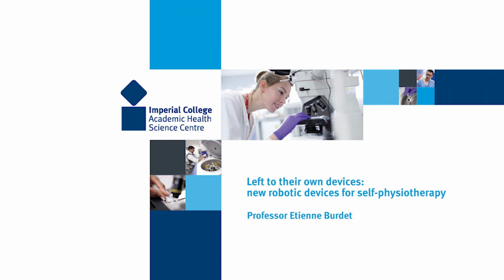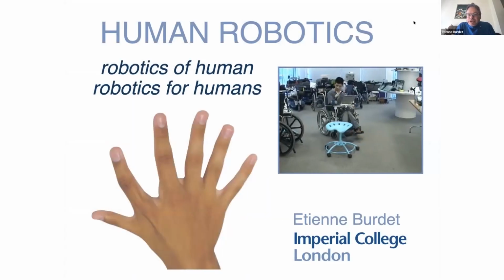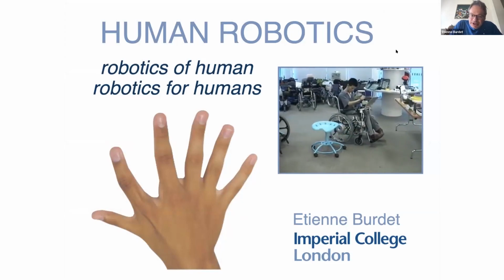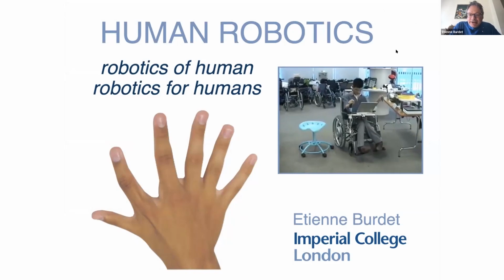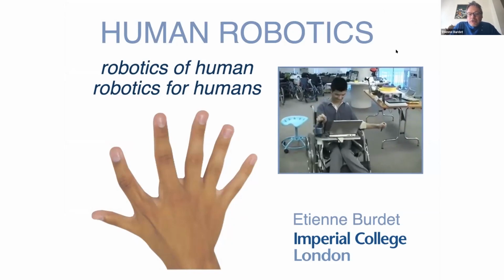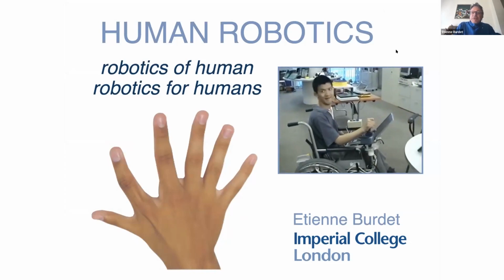So first, let me tell you what human robotics is. Human robotics is using robotics as a technique to understand the control of human movements. It is also about creating robots to help humans, like this robotic wheelchair.